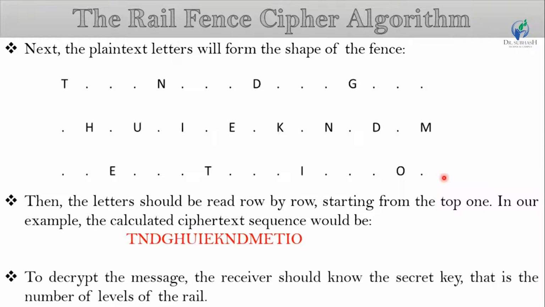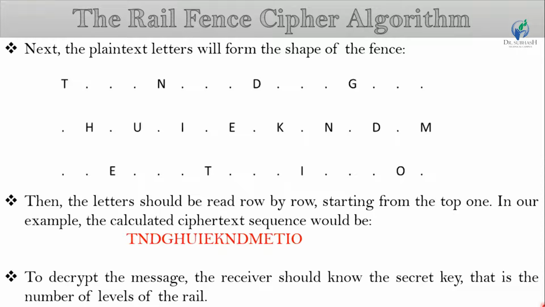To decrypt the message, the receiver should know the secret key, that is the number of levels of the rails. Based on the number of rows and the cipher length, it is possible to reconstruct the grid and fill it with letters in the right order. That is the same way used by the sender during the encryption. So, this way the rail fence cipher algorithm works.